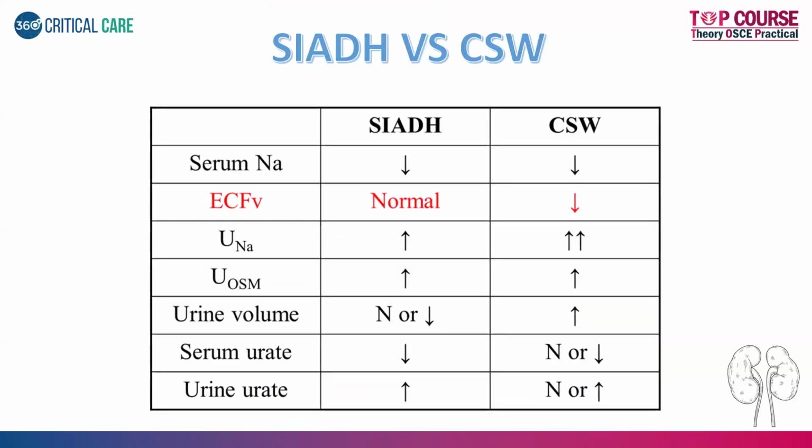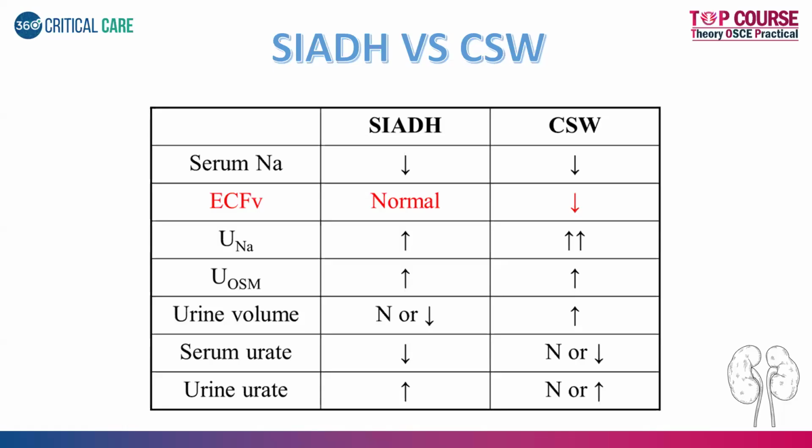Coming to the major differences between SIADH and cerebral salt wasting. Both are associated with decreased serum sodium. In SIADH, the most important thing to remember is that patients are euvolemic, whereas in cerebral salt wasting, because of the activation of natriuresis, there will be hypovolemia. The urinary sodium is usually higher in cerebral salt wasting, usually more than 40, whereas in SIADH it is 20 to 40, depending on the volume status.